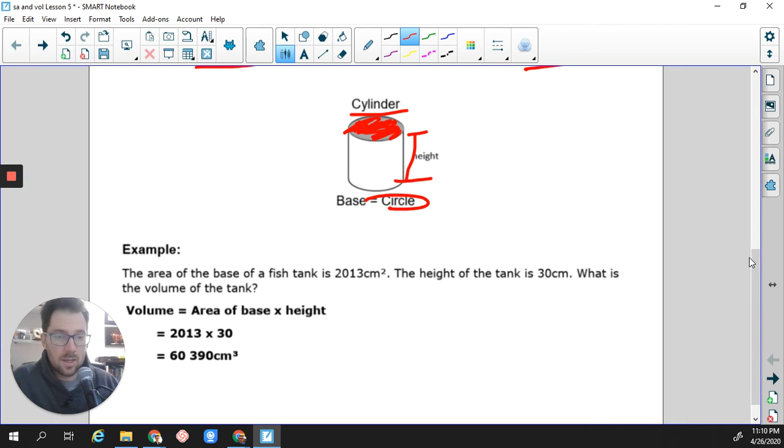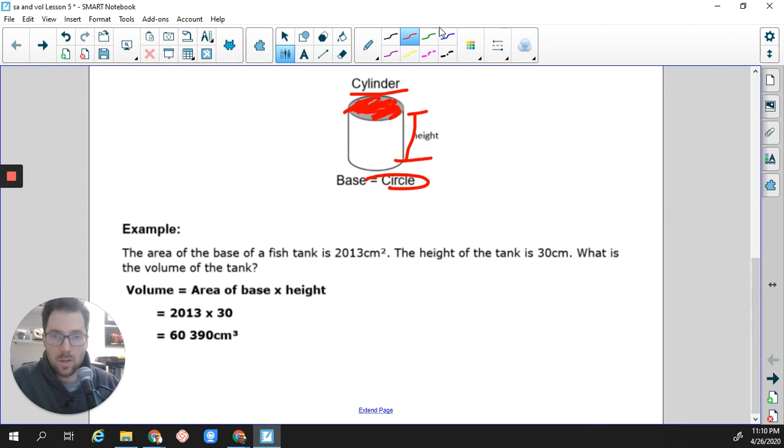So let's take an example here that we can take a peek at. The area of the base of a fish tank. So we've got a fish tank. Wow, this is a rough sketch this evening, but that's okay. All right, so we've got a fish tank. On the bottom, the area of the base of that fish tank is 2013 centimeters squared. The height is 30 centimeters. What's the volume?